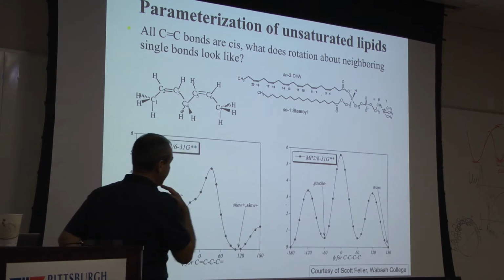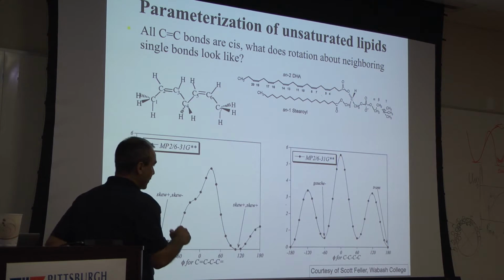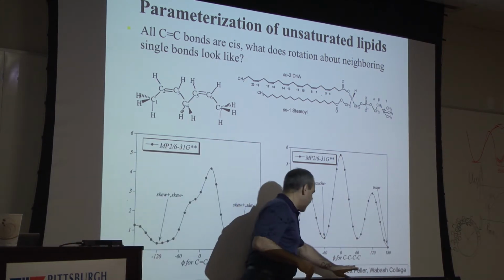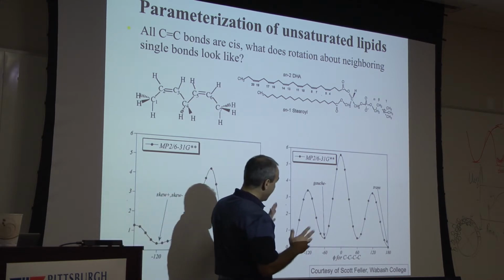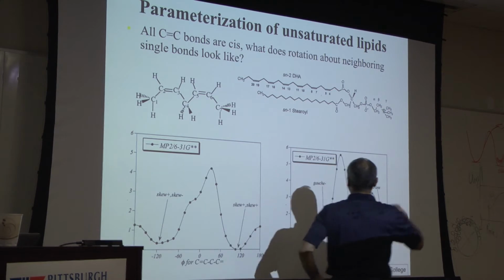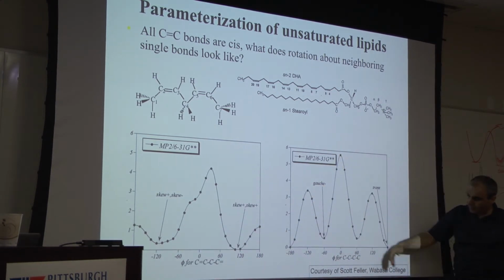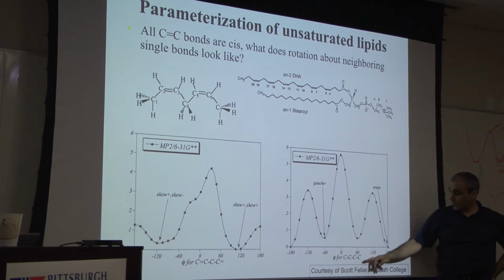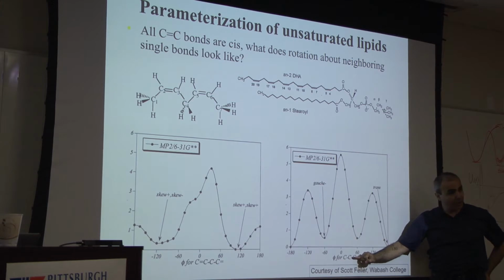And what they did, so initially, when they developed parameters, these are the slides I got from my good friend and colleague, Scott Feller, by the way. I just want to acknowledge his work here. So initially, when they wanted to develop parameters for these single bonds, they used this model compound, normal butane. 4 carbons in a row. You are interested in the rotation of a single bond in the middle.